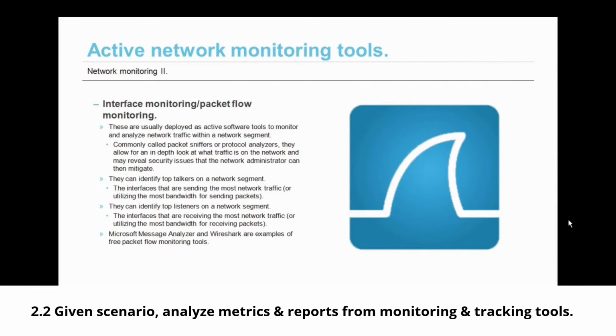They help to identify top talkers on a network segment. Top talkers are those nodes or applications that generate the most amount of traffic. Packet sniffers can help to identify top listeners on a network segment. A top listener is that interface or the interfaces that are receiving the most network traffic, or put another way, those interfaces that are utilizing the most bandwidth for receiving packets. This can help an administrator when they have determined that load balancing might be needed on the network. Microsoft Message Analyzer and Wireshark are examples of free packet flow monitoring tools.